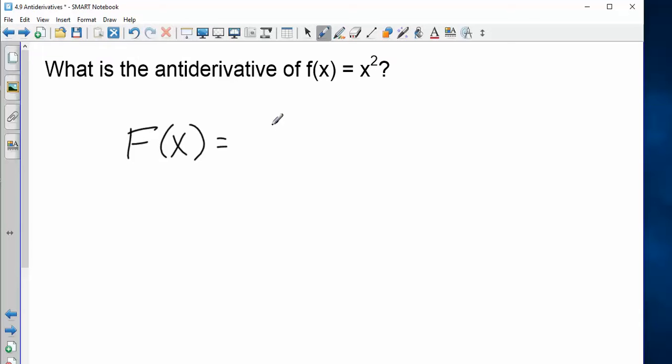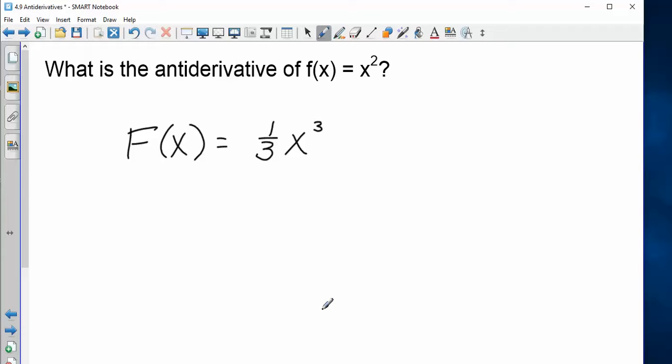When you do the derivative, you subtract 1 from the powers, right? So when I do the antiderivative, I have to add 1 to it. And when I do this derivative, I'm going to bring the 3 down, and I want to get a 1 out. So 3 times 1/3 will give me 1.